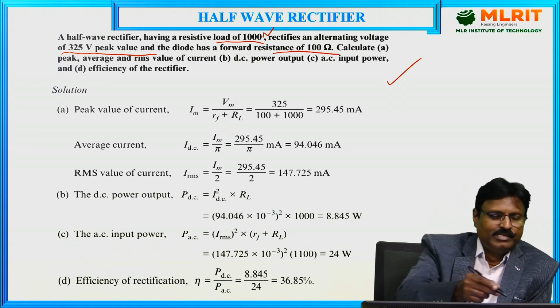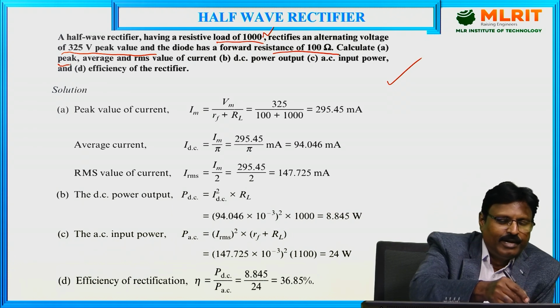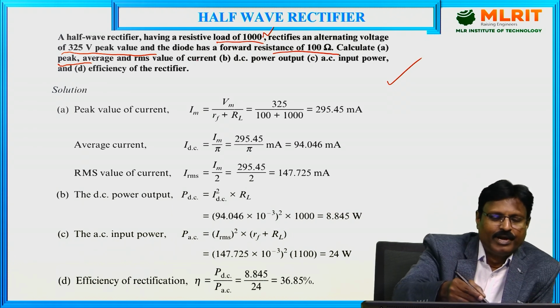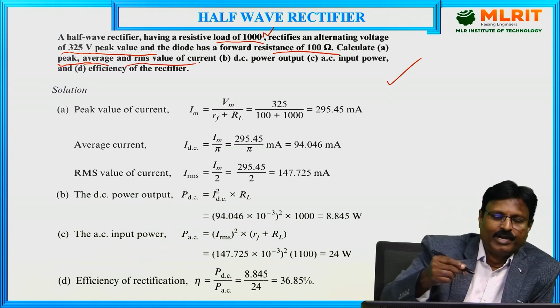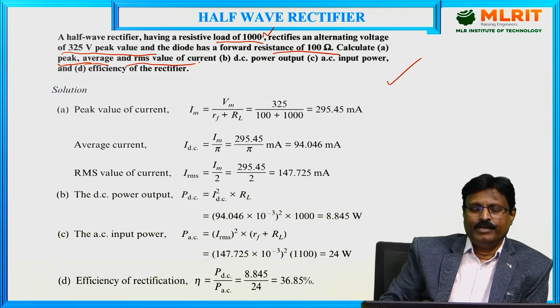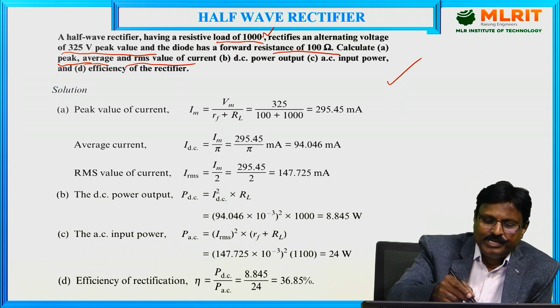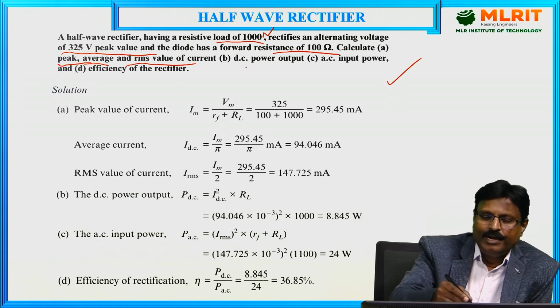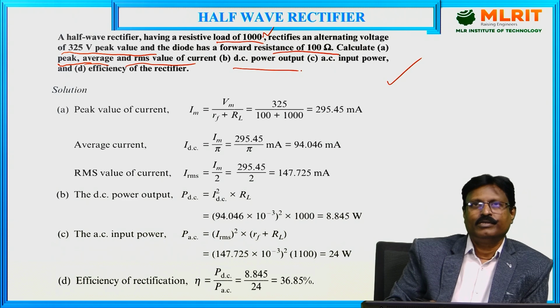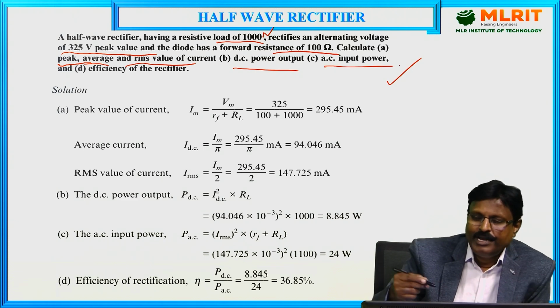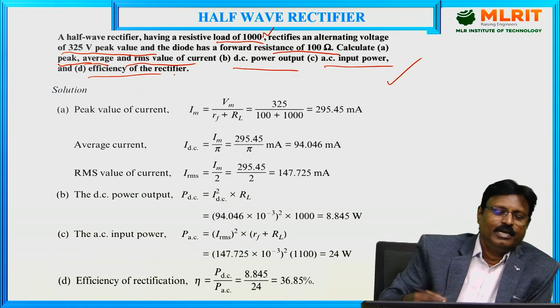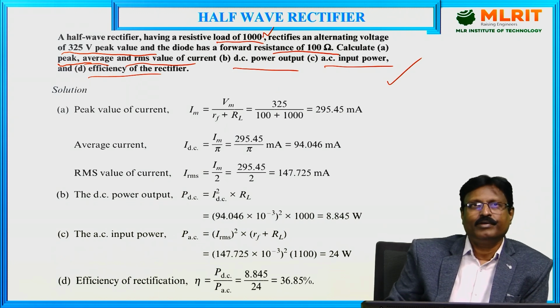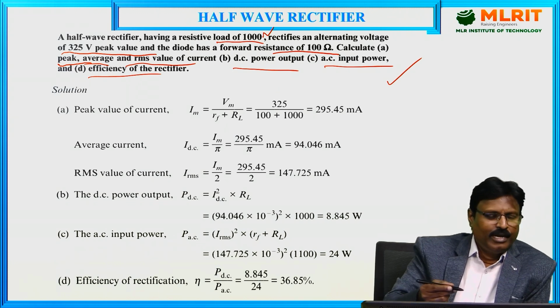The first sub-question is, calculate the peak value of current, the average value of current, and the RMS value of current. The second question is, calculate the DC power output. The third question is, calculate the AC input power. And the fourth one is, calculate the efficiency of the rectifier. Okay, let us calculate one by one.